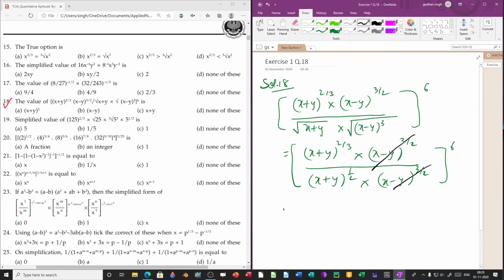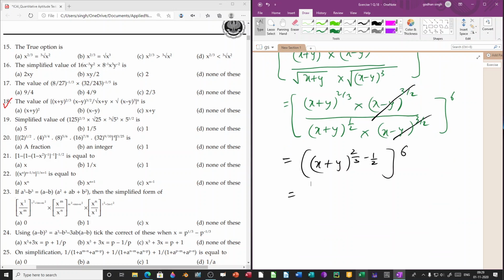So this can be written as equal to (x plus y) raised to 2 by 3 minus half, whole raised to the power 6, and this will give us equal to, here the property which you have applied is a raised to m by a raised to n equal to a raised to m minus n. So this is the rule which you have applied here.